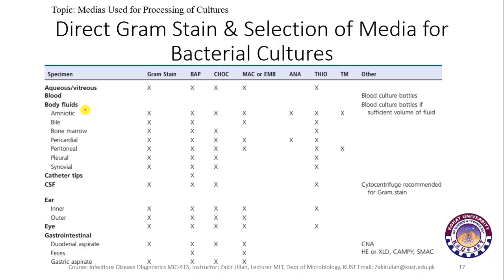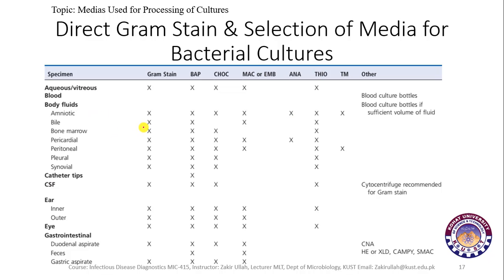The second type of specimen is body fluids. They include amniotic fluid, bile, bone marrow, pericardial, peritoneal, and fluids from the different areas and viscera of the body. If amniotic fluid is selected, then it is inoculated on all the plates if a sufficient volume of fluid is present. If a sufficient volume is not present, then the gram stain, blood agar and anaerobic culture are performed for this type of specimen.